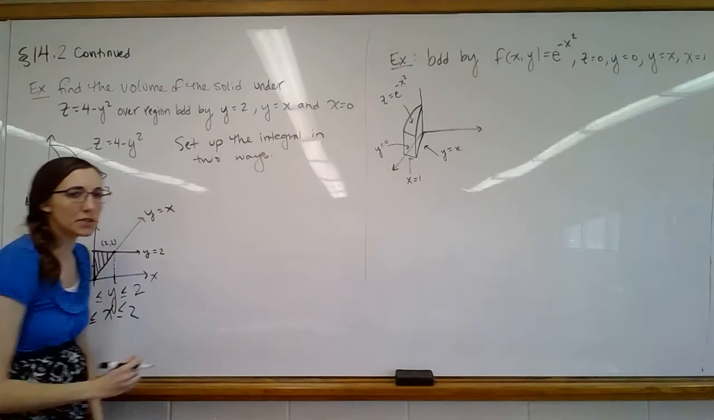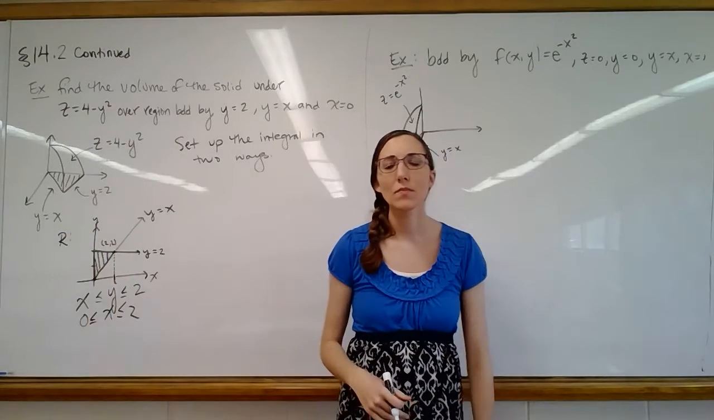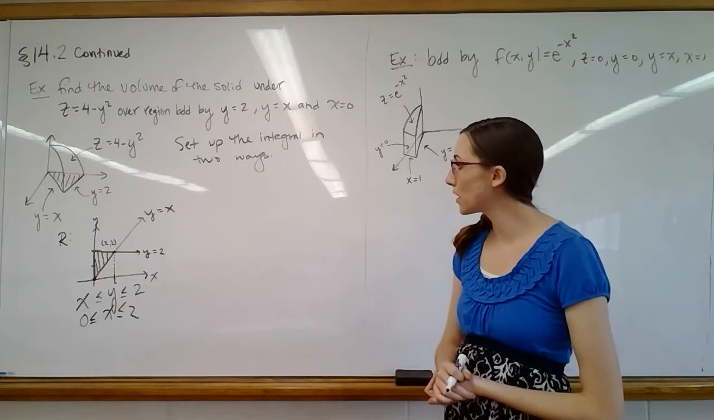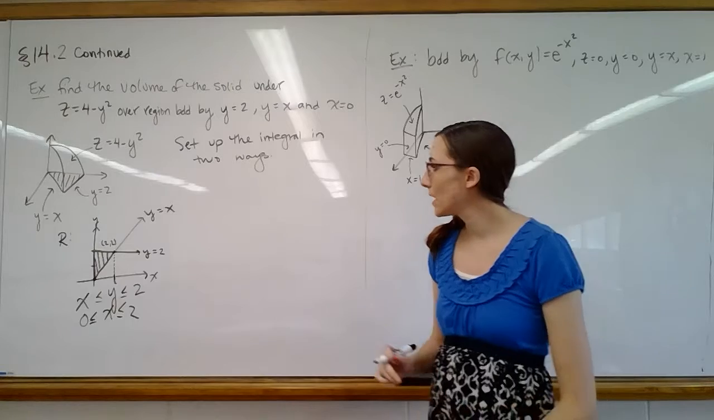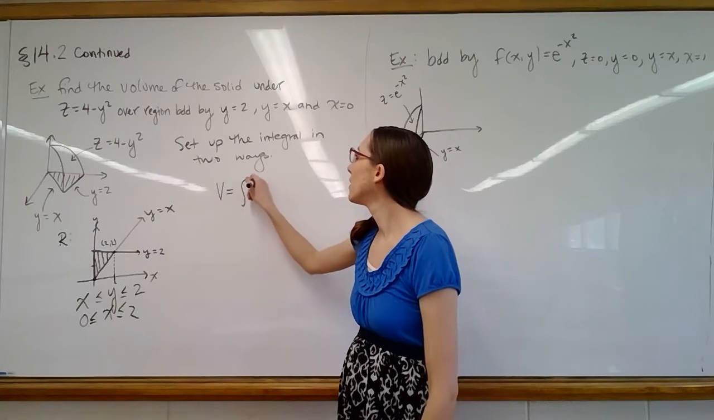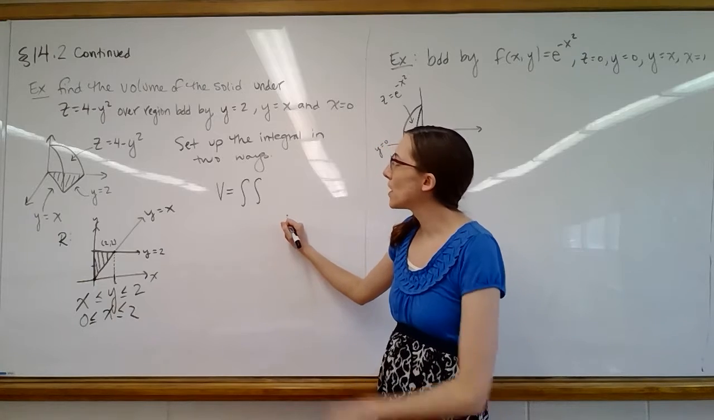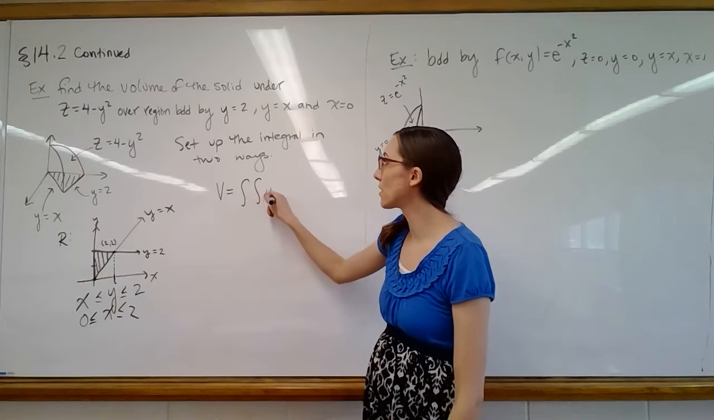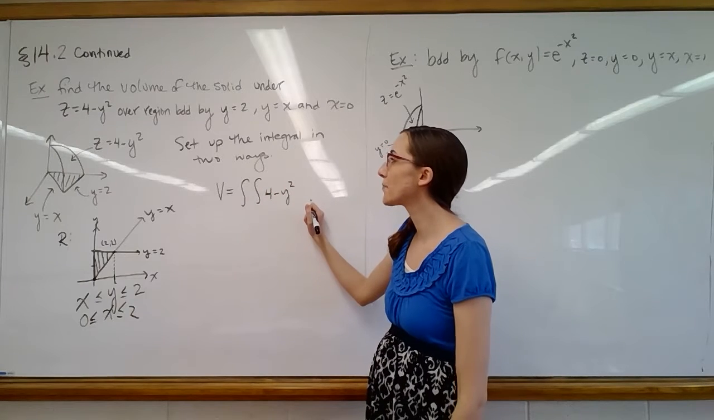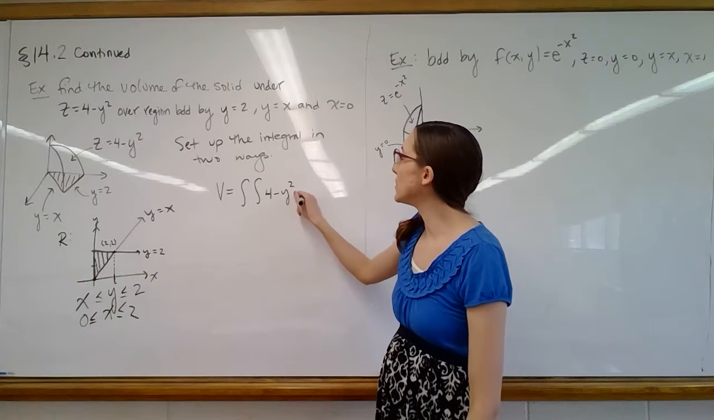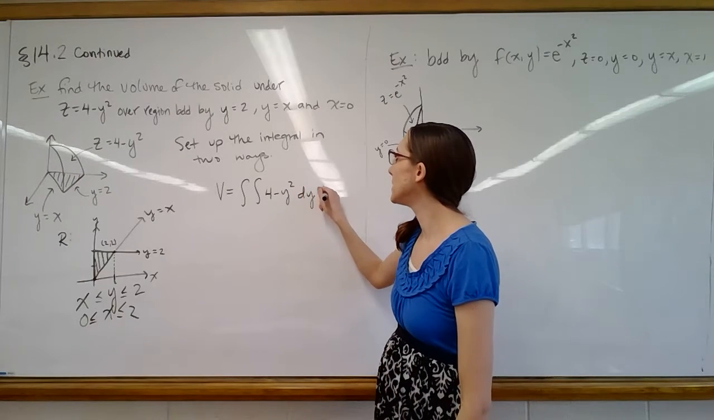So x goes from 0 to 2. And then these would be the bounds for my integral. So one way to define the integral is to do volume is going to be this double integral. Notice we're under the surface. The surface in this case was 4 minus y squared. And then we chose to do dy first and then dx.